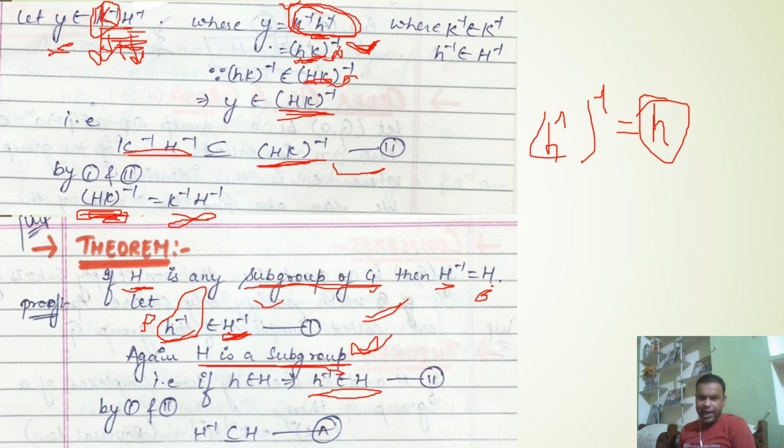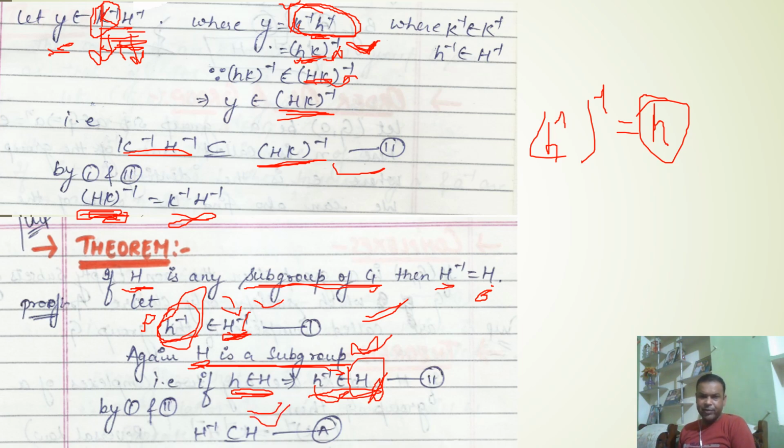It means every element of this subgroup will contain its inverse. So if H belongs to H, then its inverse will also belong to H. So by these two properties, we can say that any element which is available in H inverse is also available in H. It means every element of H inverse is a member of H. Hence H inverse is a subset of H.